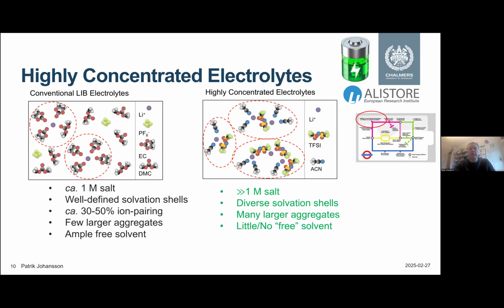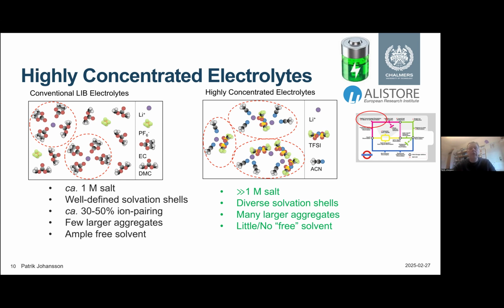So starting off with this schematic about highly concentrated electrolytes, just to bring you onto the same page of what a conventional lithium-ion battery electrolyte looks like versus a highly concentrated electrolyte. If we take the first case, we have about 1 molar of salt. We have very well defined, at least in a rather global picture, solvation shells. We have some ion pairing, absolutely, but very few larger aggregates, meaning that you couple cations, solvent, and anions into a big chunk that moves together, for instance.